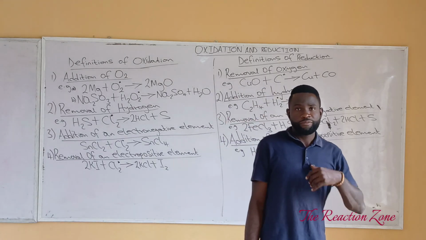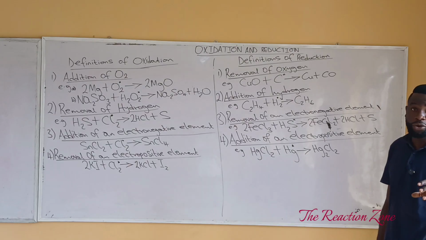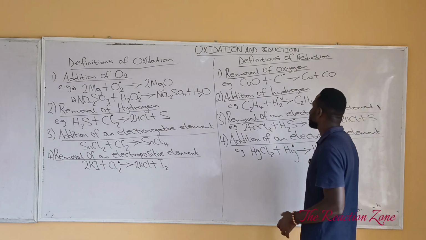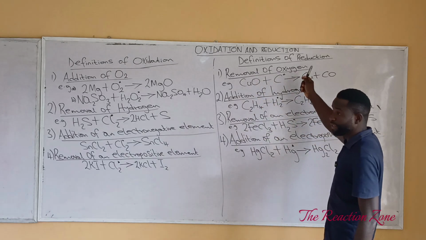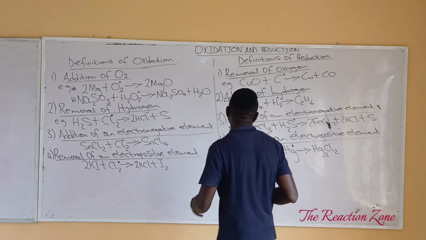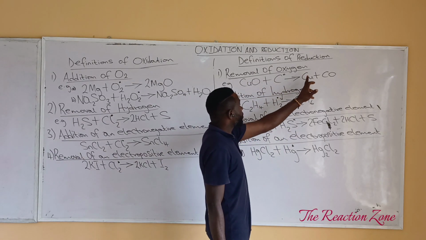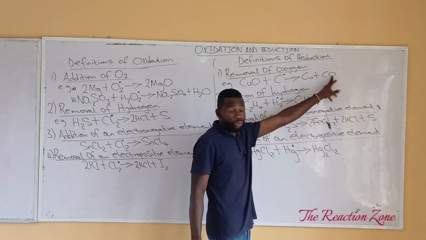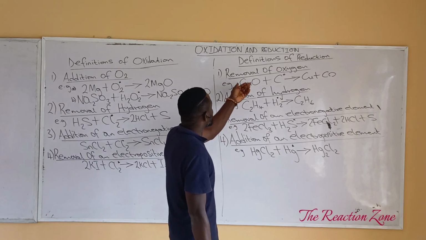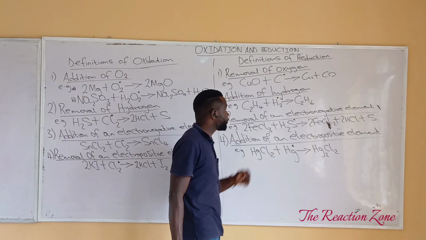Reduction is the reverse of oxidation. And the definitions for reduction are as follows. Reduction can be defined as the removal of oxygen from a substance. In the example here, copper(II) oxide reacts with coke to form copper and carbon(II) oxide. So what happens here is that copper(II) oxide is being reduced by removal of oxygen to copper.